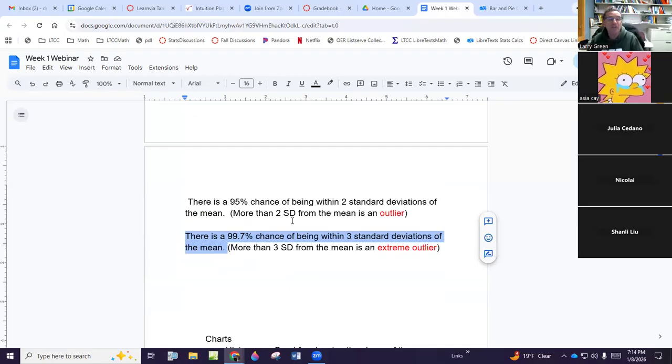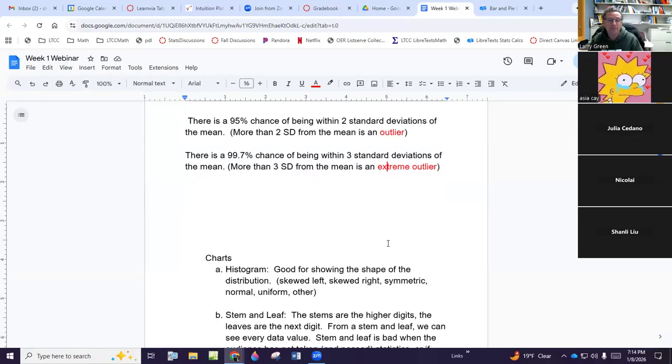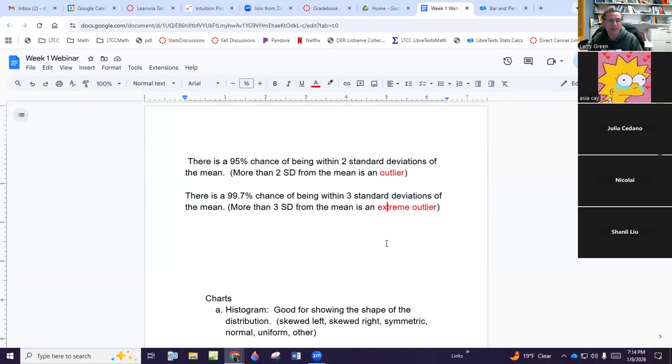If you're more than two standard deviations away, in our class, this is a definition. Note this, because there are a few definitions of this word, but we're using this one. If it's more than two standard deviations away, it's called an outlier. That's the definition of outlier for this class. If you're more than three standard deviations away, it's called an extreme outlier, because it's very unlikely or very unusual to happen. Does that make sense? Any questions on that?